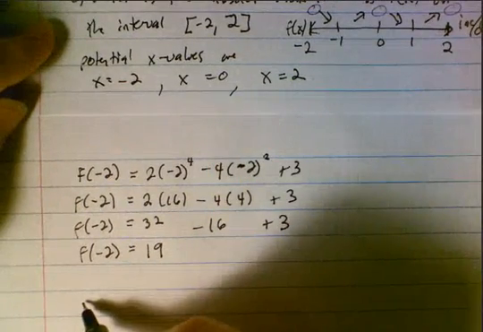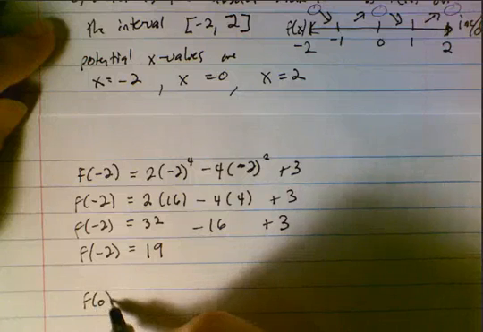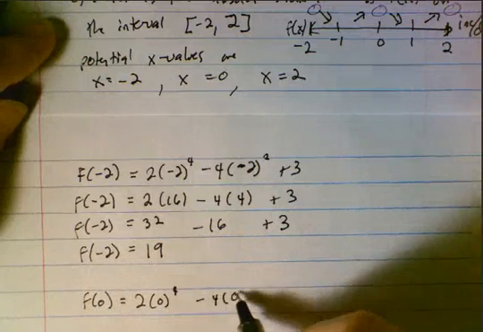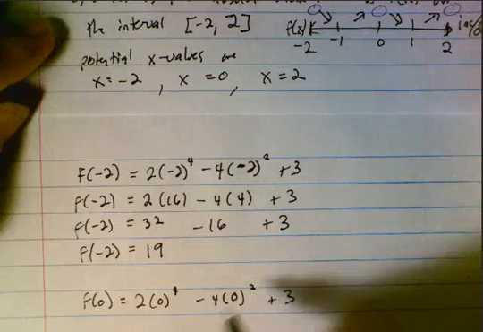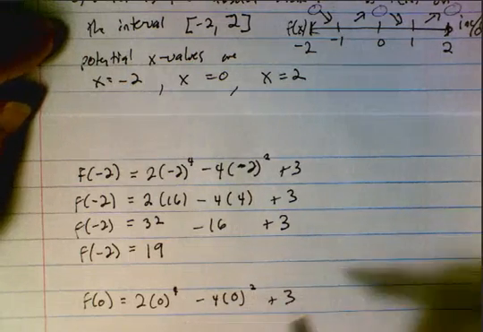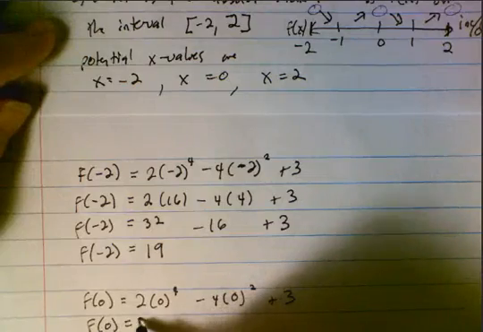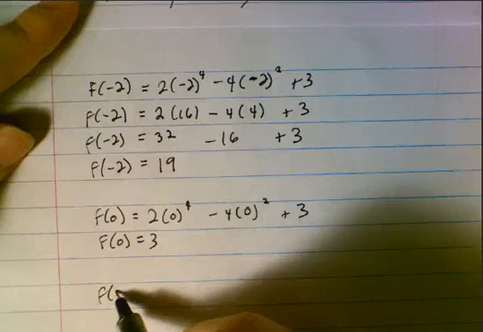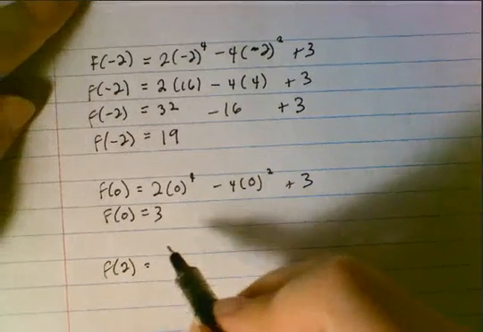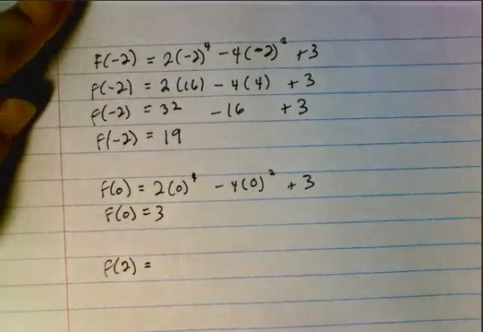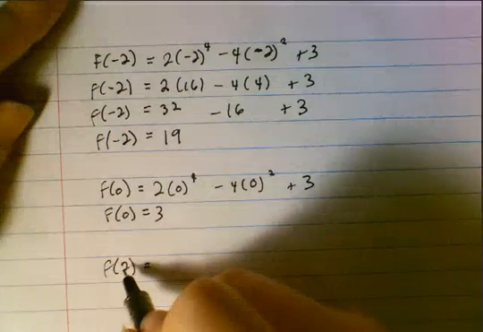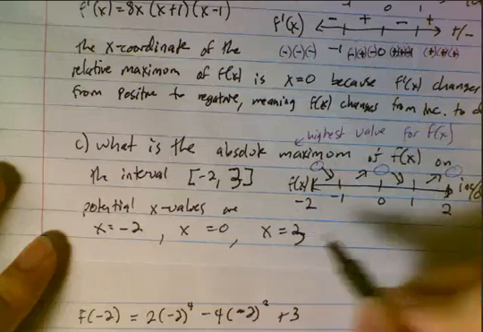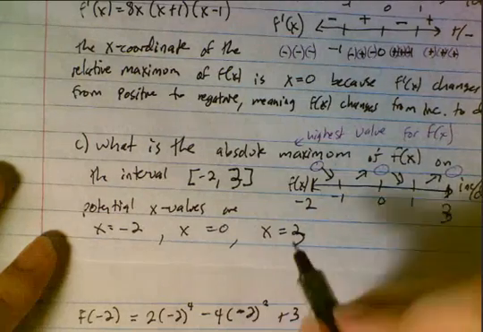Now we'll do f of 0. 2 times 0 to the 4th minus 4 times 0 squared plus 3. Gotta love those zeros. Those terms drop out immediately. f of 0 equals 3. And then our final one is f of 2, my bad, I copied the problem down wrong. I meant to have this be 3 instead of 2.